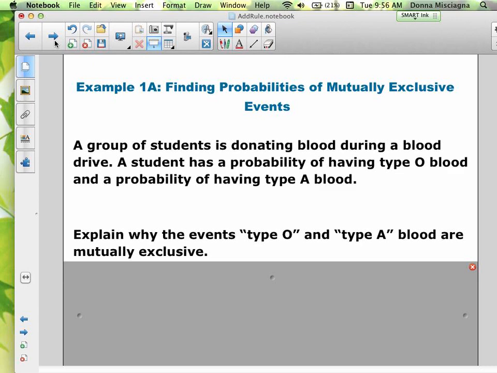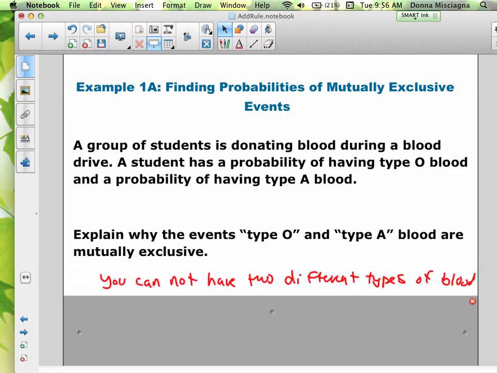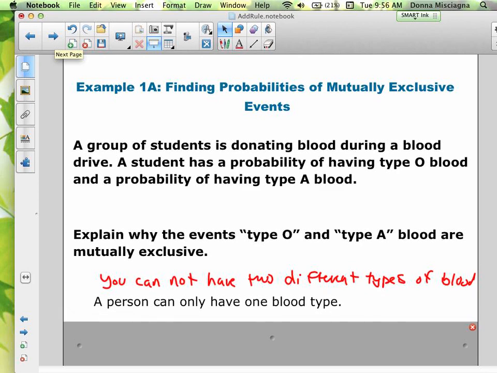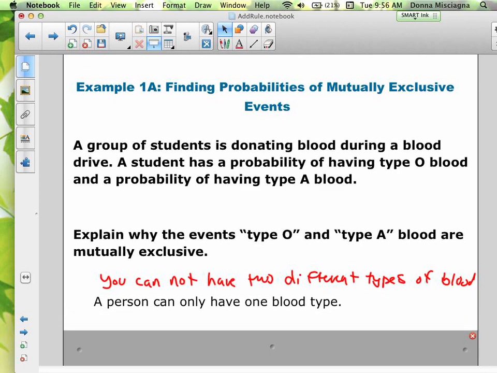So why are type O and type A blood mutually exclusive? Because they cannot occur in the same trial. Right. You can't have two different types of blood. You can only have one type of blood, right? So those are mutually exclusive.